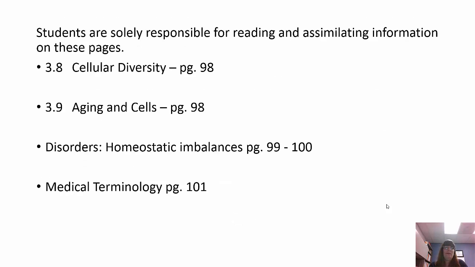So you're responsible for cellular diversity on page 98 in your book, aging and cells on page 98 in your book, and then homeostatic imbalances on 99 to 100, and medical terminology on page 101. I just want to say a couple of things about cellular diversity. All it really refers to is the fact that cells are diverse.